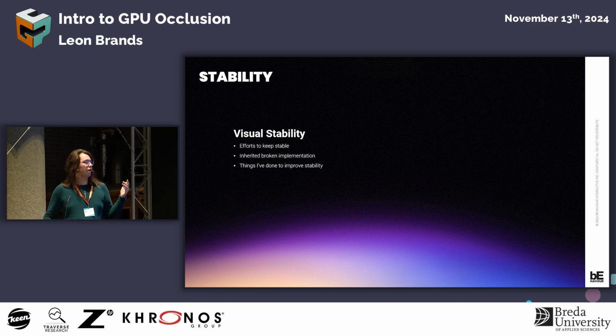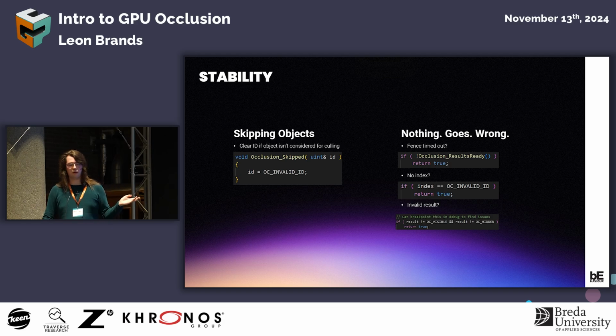Now, before we get into how this data is actually used, I'll super quickly cover some efforts to keep it stable. When I initially started working on this technique, it had already been attempted by a previous colleague and had been tweaked a couple times, none of those resulting in quite pleasant results. To help keep this stable, what we found was that it's incredibly important to clear IDs when objects aren't considered for culling, because these IDs get carried over to the next frame, and most of the visual artifacts that we saw were from accidentally forgetting to clear an object ID properly.